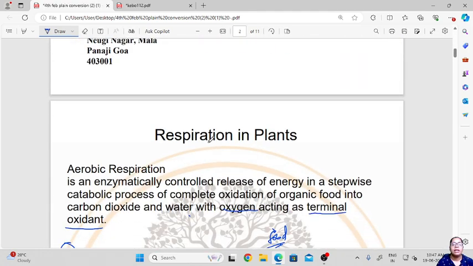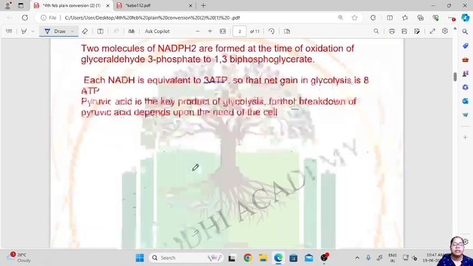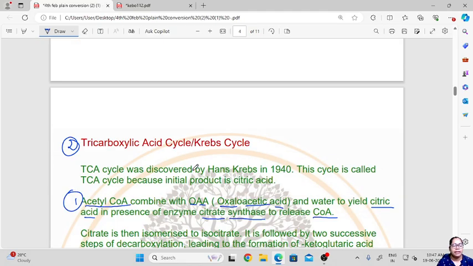So today what we have learned is aerobic respiration, in which there are 2 main cycles, that is glycolysis and the TCA or the Krebs cycle.